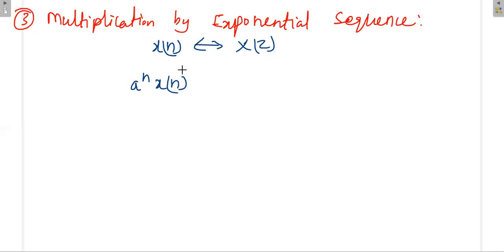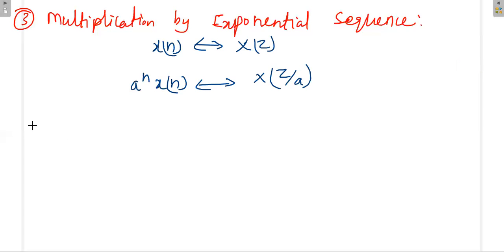Okay, so now we are multiplying the original signal x of n with the new exponential sequence, that is a power n. Okay, a could be anything, it is a number. It may also be like e also, a may be e. So if that is the case, what is the corresponding z transform? That is x of z by a.